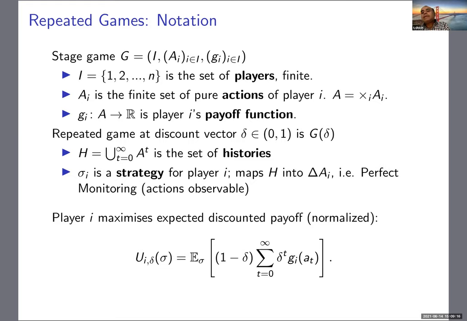G_i is player i's payoff function. It's a mapping from A, the vectors of actions, to a real number, just the felicity function or whatever you want to call it. Now, we are looking at perfect monitoring.